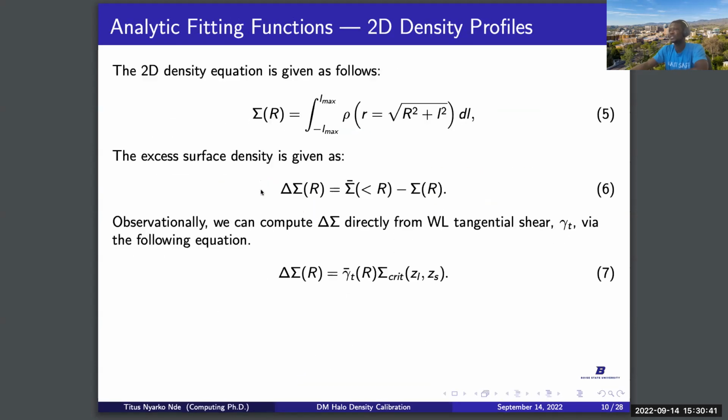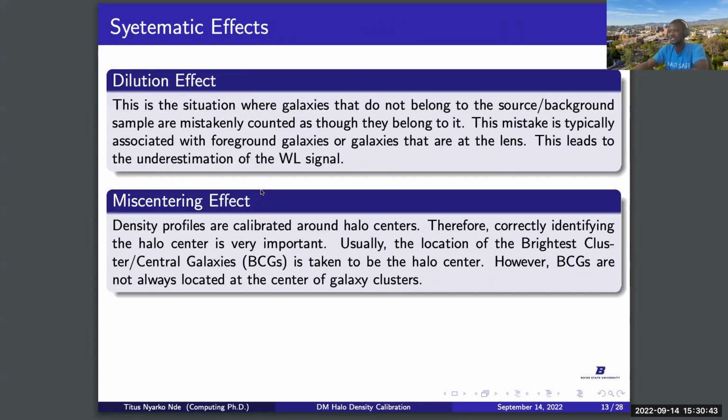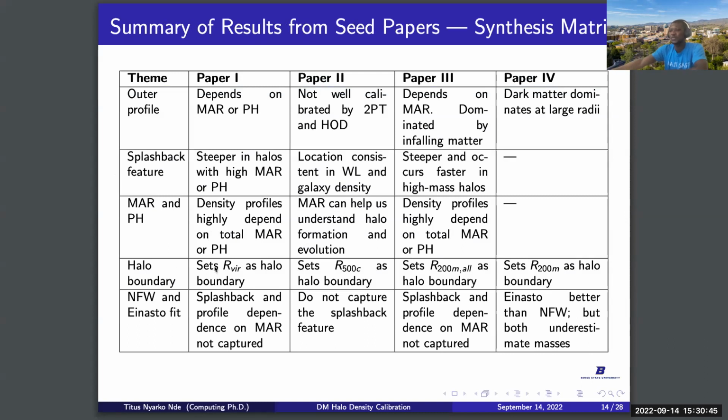So we try to see what these 4 papers are saying. Paper 1 sets the virial radius as the halo boundary. Paper 2 sets the R200C, which is the radius within which the halo density is 200 times the critical density of our universe. Paper 3 just sets everything, both the inner and outer region, as the halo boundary. And then paper 2 also uses the mean, R200M.